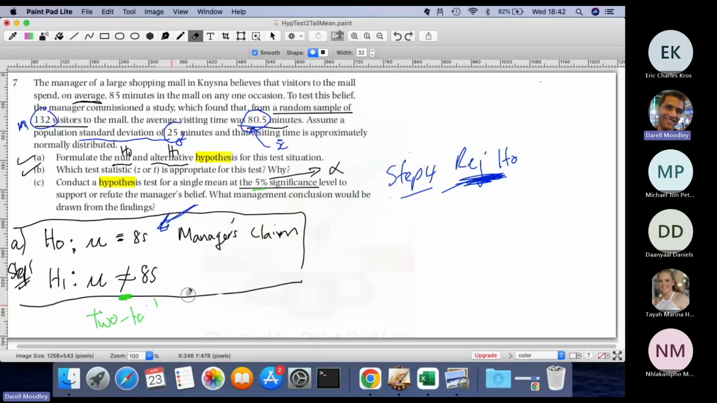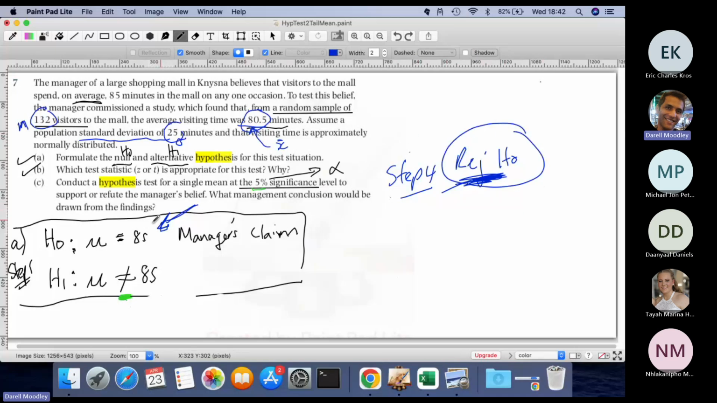I need this too. Okay, so we know we reject H0. So that means if we're rejecting H0, and we are rejecting it, we're saying no, we do not believe that. So we're saying that the manager's claim is false. That's what rejecting H0 means. We're rejecting whatever is in H0, and that's what the manager claims. The manager claims H0, right?